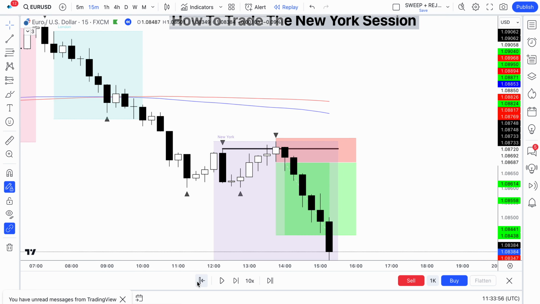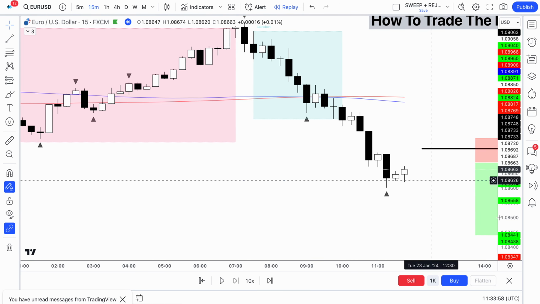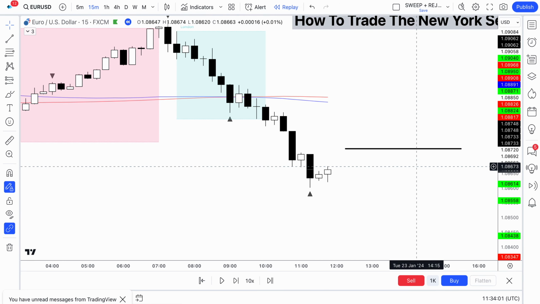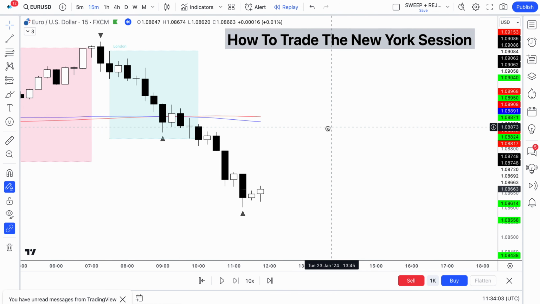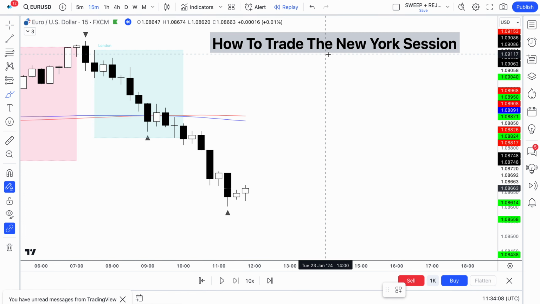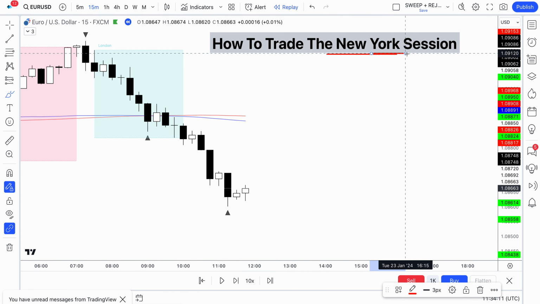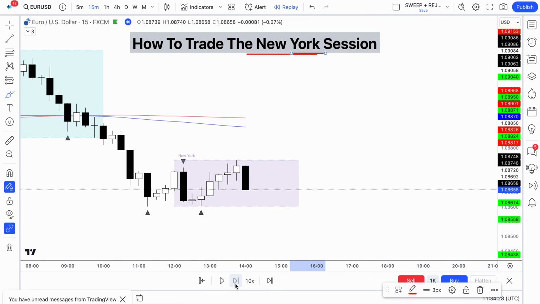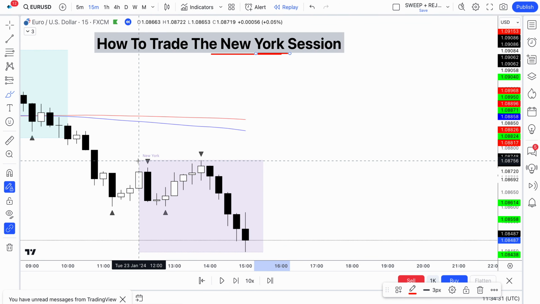So let's rewind this back to the start of the New York session, just so I can break this down exactly step by step. The first thing that I want to cover here is, what is the New York session, and why do we want to trade within it? It's very, very simple. The New York session starts pre-New York at 12 o'clock GMT. This is when I personally trade the New York session. Let's just play this on so you can see the area that we're dealing with.